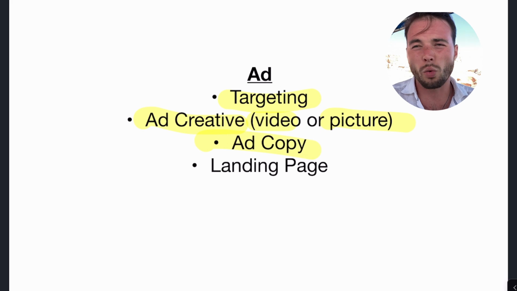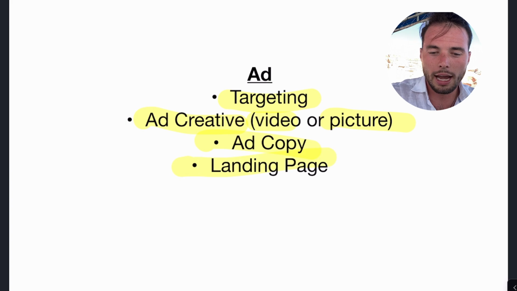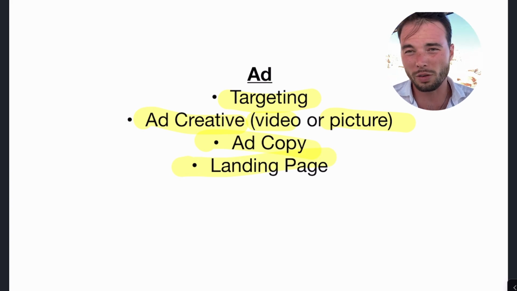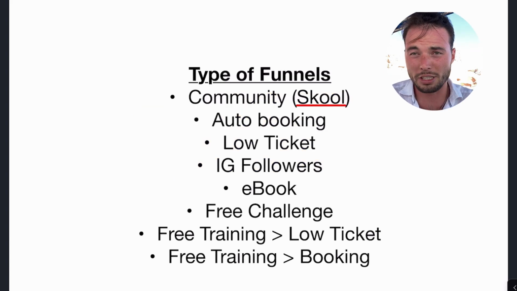Ad copy is just the words that are going to be underneath it. Same exact thing. The purpose is for them to click on your ad so you can exchange the information. And then lastly, as we were talking about before, is your landing page that gets the person across the finish line to give you their name, phone number, and email, so you can start actually doing business with them.